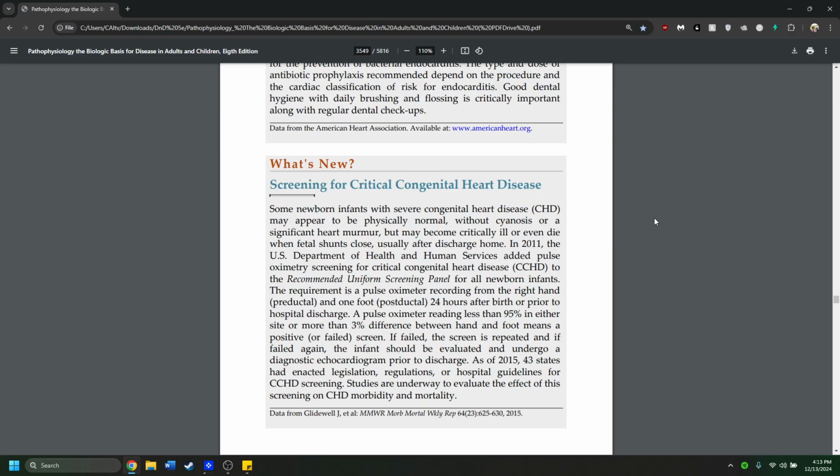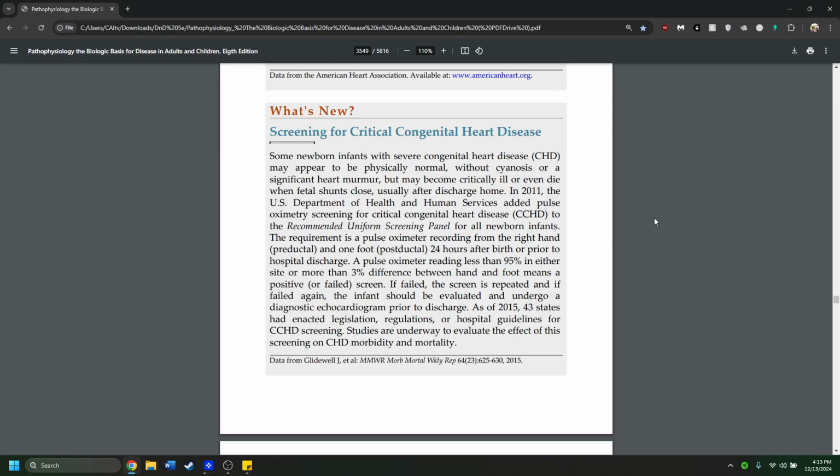There is more though. So what's new? The screening for critical congenital heart disease. Some newborn infants with severe congenital heart disease may appear to be physically normal without cyanosis or significant heart murmur, but may become critically ill or even die when fetal shunts close, usually after discharging home. The U.S. Department of Health and Human Services added pulse oximetry screenings for critical congenital heart disease to the recommended uniform screening panel for all newborn infants.